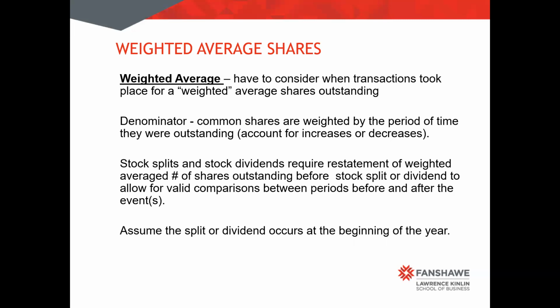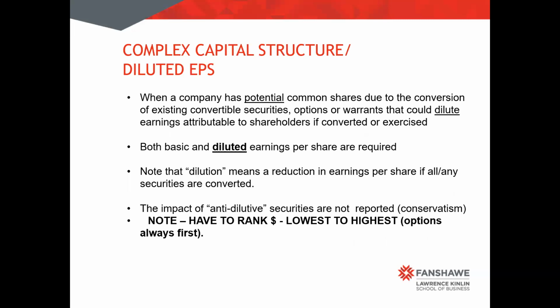And sometimes you will assume that the split or dividend occurs at the beginning of the year. When we're looking at the diluted EPS, when there's a more complex capital structure, when there are potential common shares due to the conversion of convertible securities, some options, some potential stock warrants that could dilute earnings, you need to consider those. Dilution means a reduction in earnings per share if any or all of the securities are converted. So that's just something to consider to understand the word dilution.